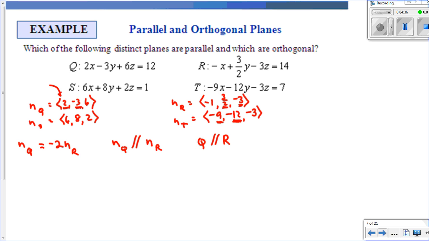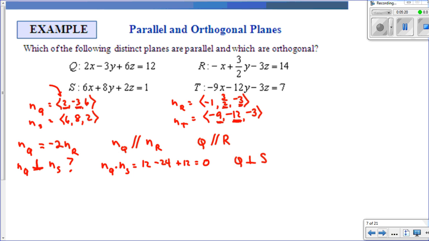So now let's see about perpendicular. NQ and NS, are they orthogonal? So that's the question here. Orthogonal is just, this is a notation for that. To be orthogonal, that means that the dot product would be 0. The dot product would be 2 times 6 plus negative 3 times 8 plus 6 times 2, which is 0. So if NQ dotted with NS is 0, that means that Q is orthogonal to the plane S.